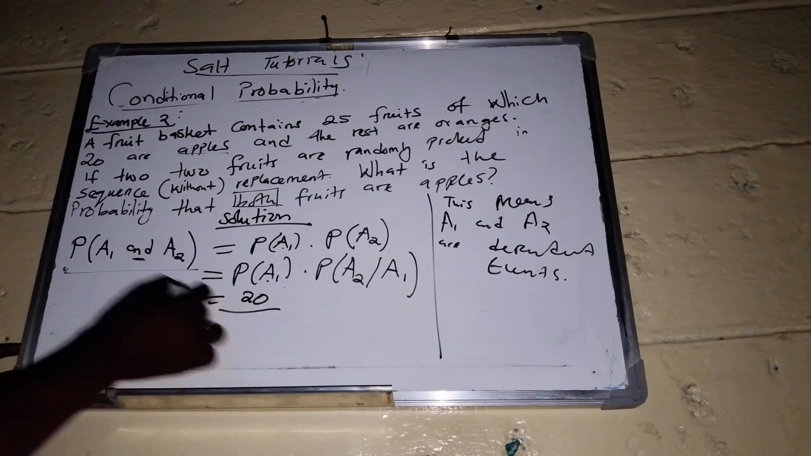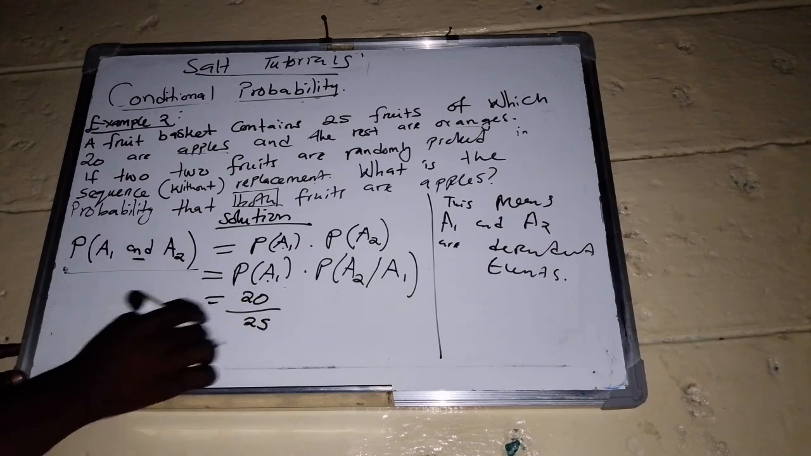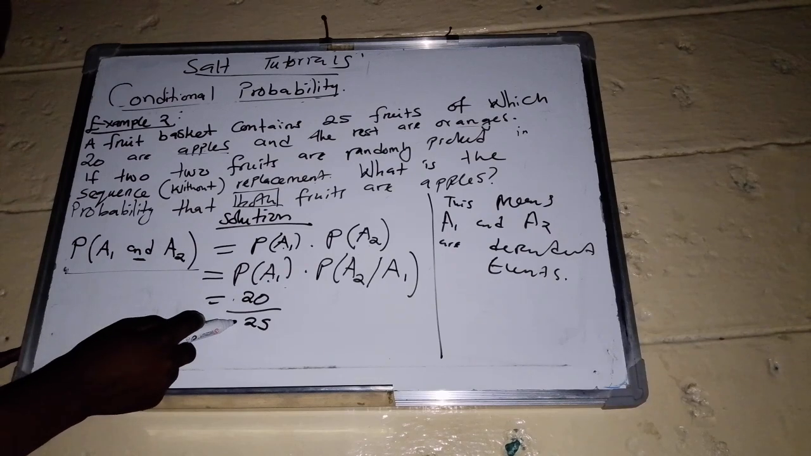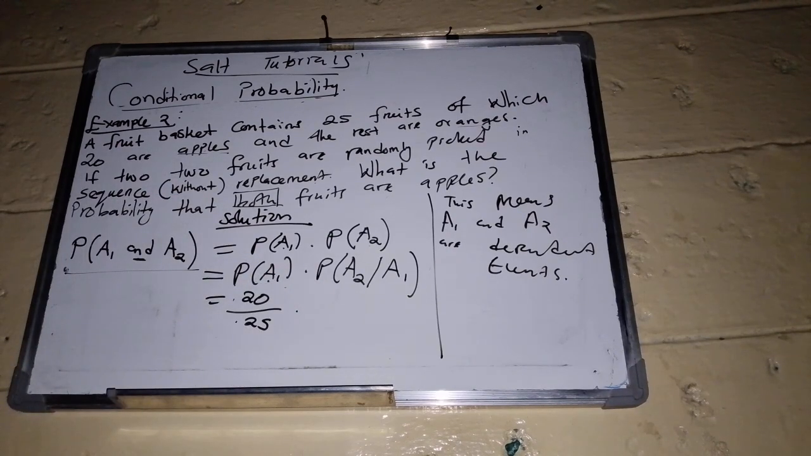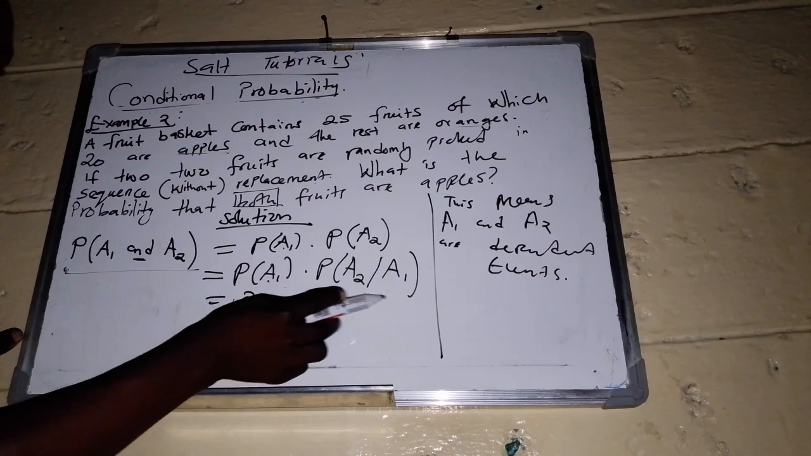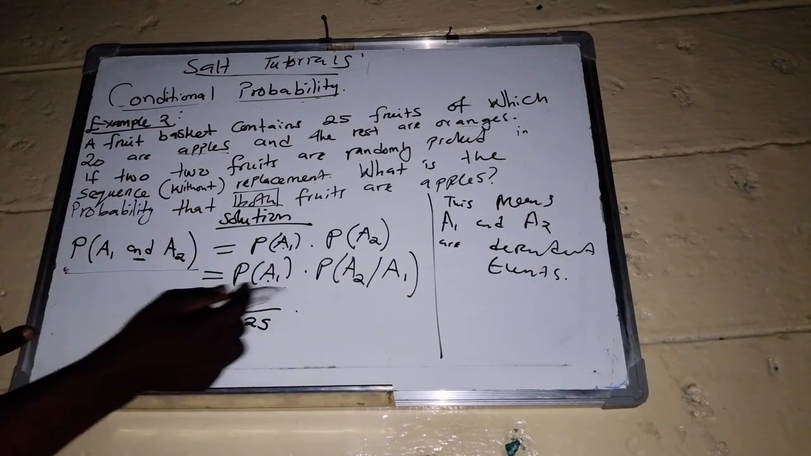Out of how many fruits do I have? I have 25 fruits. This is how we find the probability: favorable outcomes over the total number of outcomes. The same is happening now on A2, given that A1 has occurred already. So this time around I want to pick an apple, given that in the first picking it was an apple which was picked. So the probability has been affected in this case.